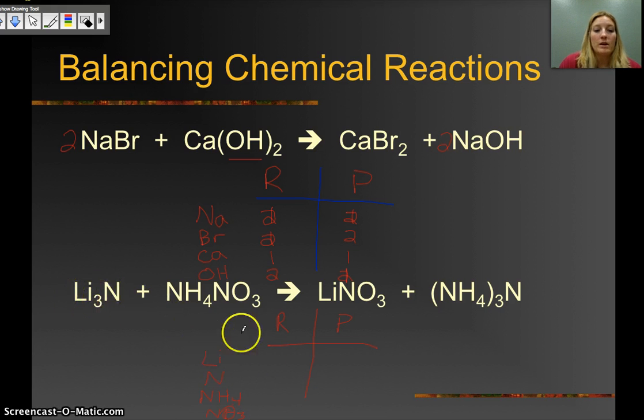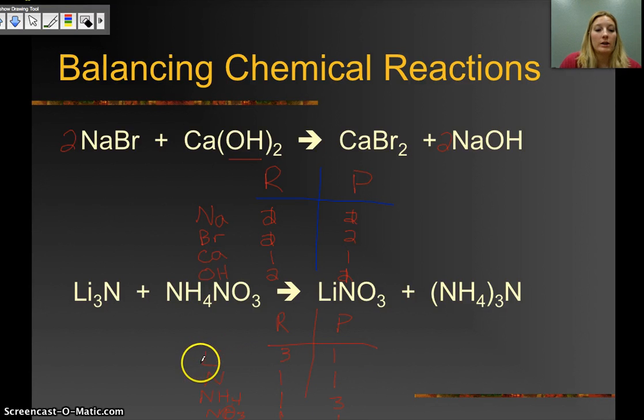Lithium, we have 3 on our reactant side, and on our product side, we have 1. Nitrogen, on our reactant side, we have 1. On our product side, we're looking for nitrogen just alone, because remember we kept nitrate together and we kept ammonium together. So our single nitrogen, we have 1. Our NH4, we have 1. And on our product side, we have 3. These are 3 NH4s, not 12, 3 of these whole molecules. And our NO3s, we have 1. And on this side, we have 1.